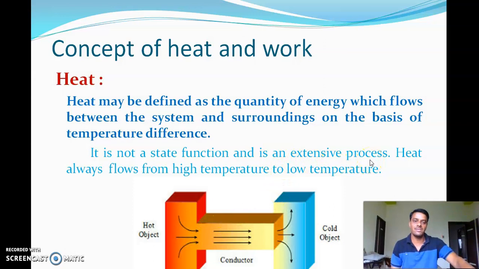Just in the previous class we discussed what is meant by extensive property. Since we are saying heat is an extensive property, that means the heat depends on the quantity of the substance. The greater the quantity of the matter or substance, or we say system, the greater would be its heat content. That is why it is said to be an extensive property. And heat always flows from high temperature body to low temperature body.